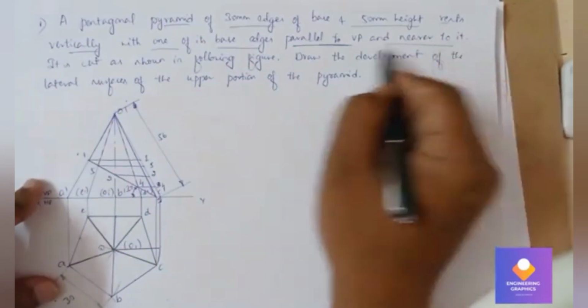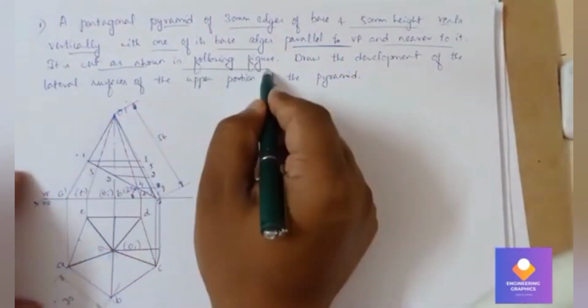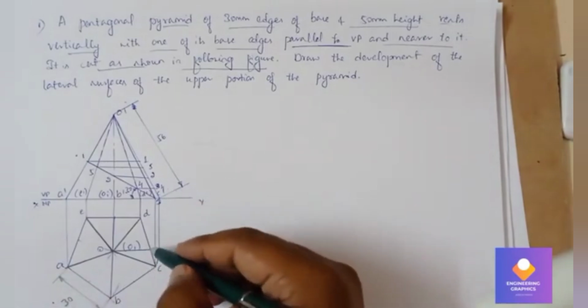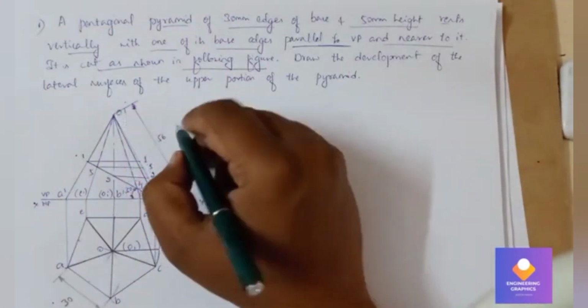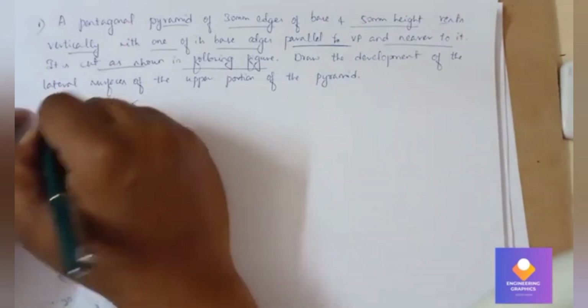So we have constructed it parallel to VP, and near to it you can see it is parallel. It is cut as shown in the following figure. You can see that it has been cut here. You can see here edge OC, it's not parallel, so we have to rotate and make it parallel here, and then when projected it will get the true length here.